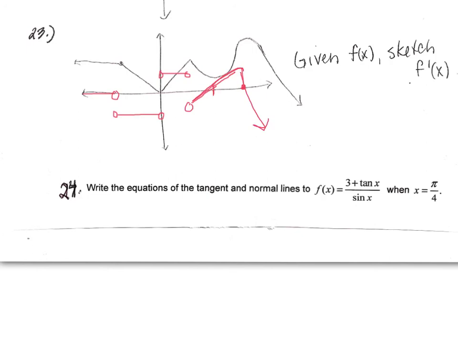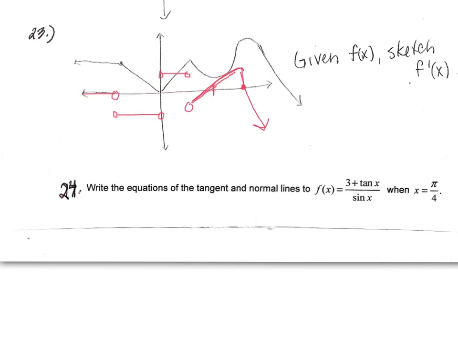So for our last problem, we want to write the equations of the tangent and normal lines to f of x equals 3 plus tan x over sine x when x equals pi over 4. To write the equation of the tangent line, we first need to find the slope, the derivative, at the point x equals pi over 4. So to find the derivative, I'm going to have to do the quotient rule.